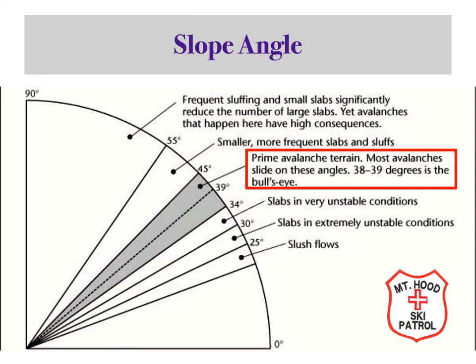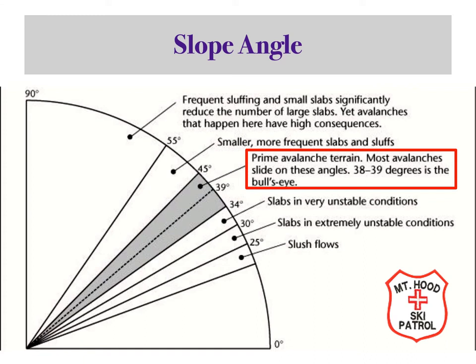Let's look more closely at slope angle. Slopes of almost any angle can slide given the correct conditions. However, the most likely angle for avalanche activity is in the range from 35 to 45 degrees. This is significant since these slopes are the ones that are most eagerly sought out by backcountry skiers, equivalent to a black diamond run in a ski resort.